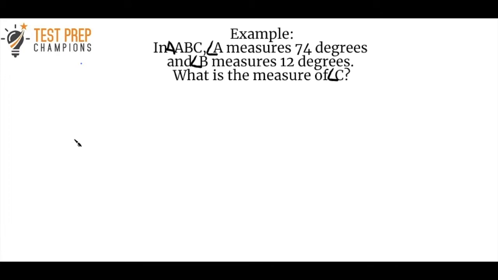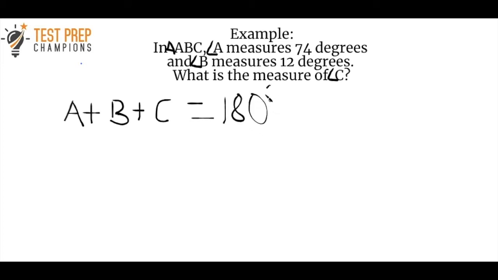Okay, so hopefully you are seeing that what you have to do here is write an equation. And the equation is that angle A plus angle B plus angle C equals 180 degrees. We know that for any type of triangle, no matter what it is, all of the internal angles are going to add up to 180 degrees. So in this case, we're given the measure of angle A as 74 degrees, and we know that B is 12 degrees. But we don't know C, so I'm just going to leave that as C, and we'll set this equal to 180.